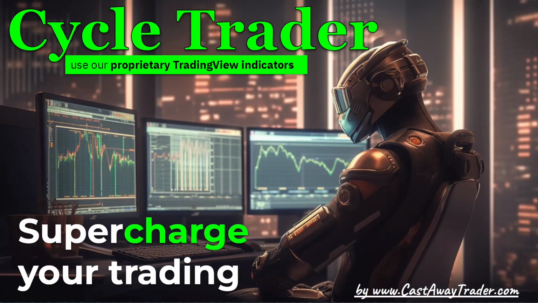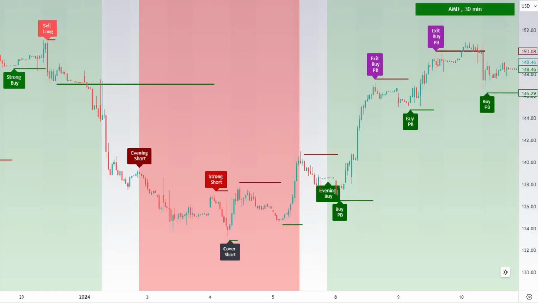I'm Castaway Trader. Today I'm presenting my most sophisticated and advanced cycle trader indicator for TradingView. It would be just an introduction, so I'll show you what it is capable of. For example, here you can see a chart of AMD 30-minute chart, and you can see that the indicator attempts to catch pullbacks. So when you see a green background, the indicator detects an uptrend. When you see the red background, the indicator detects a downtrend.